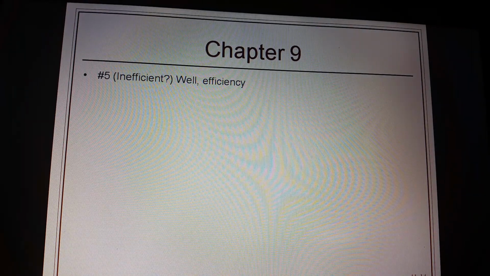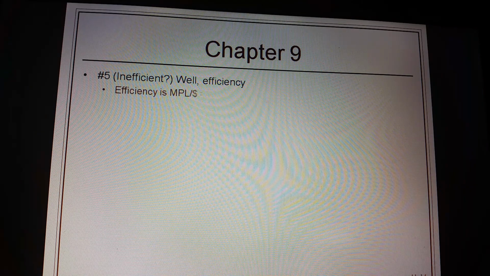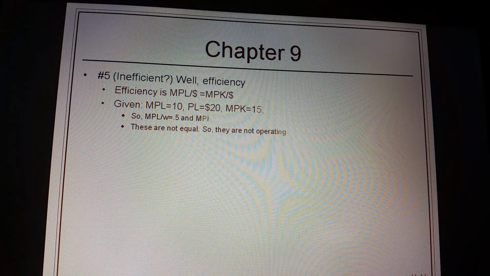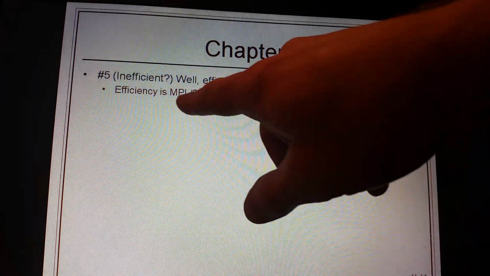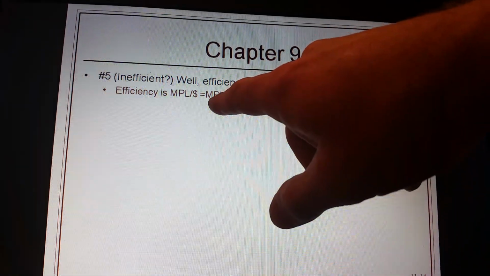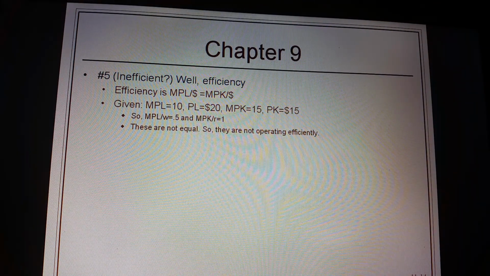The final question was number 5 on Gamma Corporation, and the basic question asked, explain how the data provide evidence of efficiency. How could the new manager improve efficiency? Efficiency is marginal product over the dollar amount, and you set that equal to the marginal product of capital over the dollar amount. So here you have marginal product of labor over dollars, marginal product of capital over dollars. So in a sense, you're trying to find out how much bang for your buck you're getting.